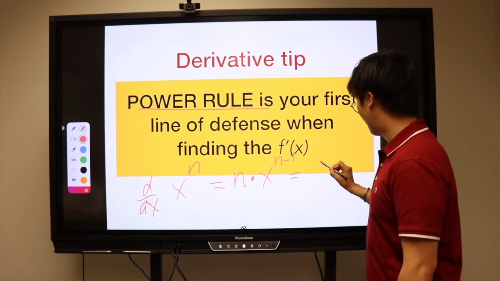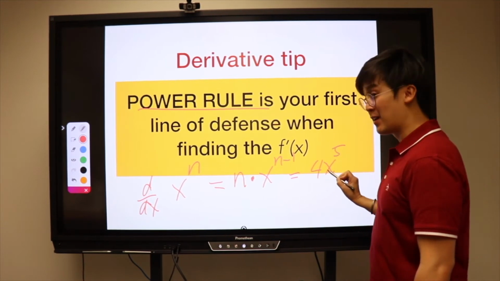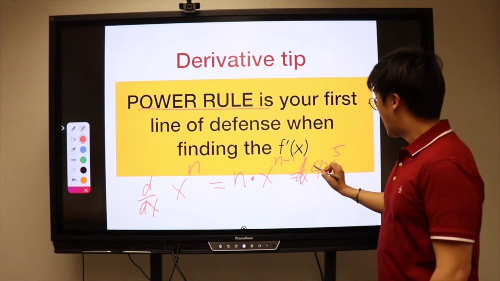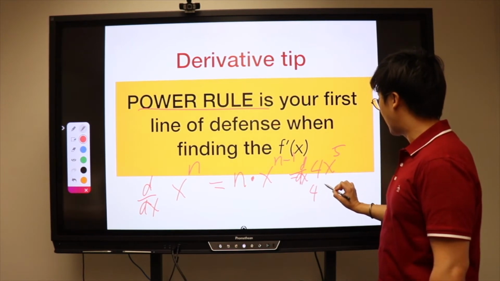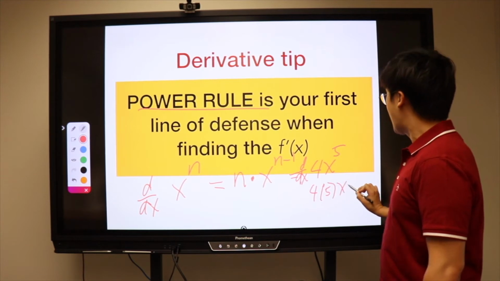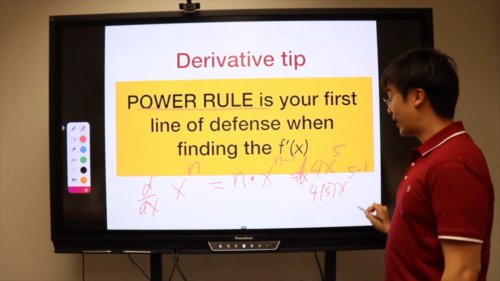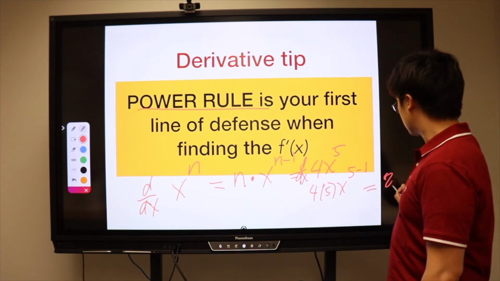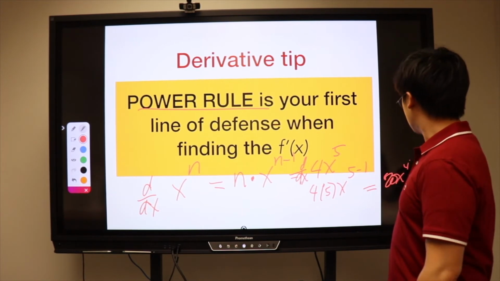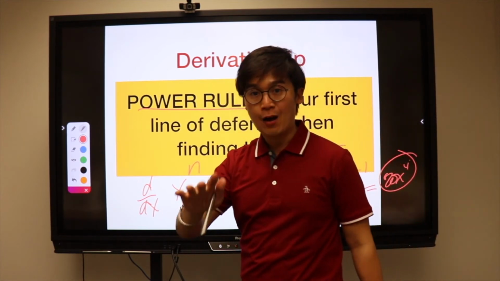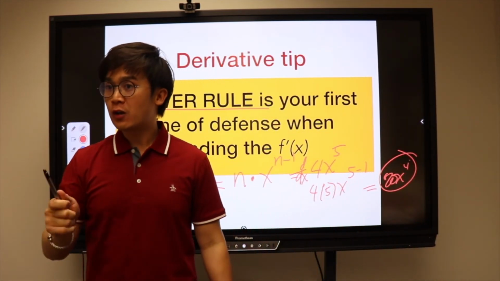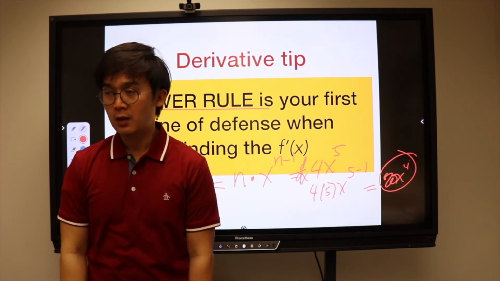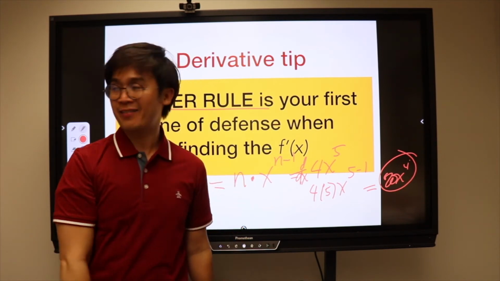So if I have 4x to the 5th, to find its d/dx, or derivative, we're going to bring down the exponent and subtract 1 from it. And this is your power rule, which is equal to 20x to the 4th. 20x to the 4th. And that is your power rule. Now, how do you know that you're going to be using the power rule? There needs to be an exponent. That's why it's called a power rule. So when there's an exponent, we can use this. All right.